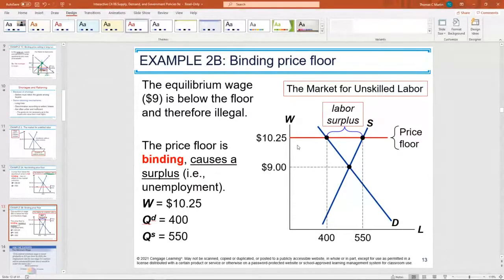Now, when we have a binding price floor, looking at unskilled workers and minimum wage, if the minimum wage is 10.25 and the market rate is $9 an hour, you may have a lot of workers that are willing to work at this new rate right here. Remember, you're a supplier of labor. But the businesses are saying, nope, I'm not hiring anybody at that new rate. So it's a market failure. We have a shortage of workers of 400.